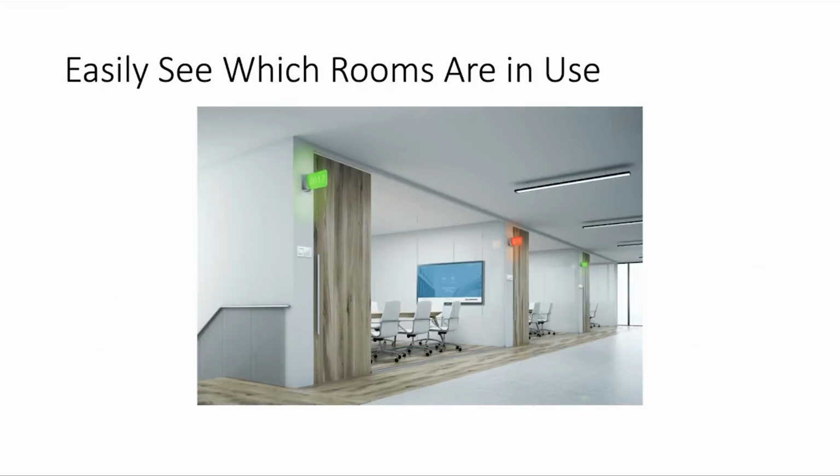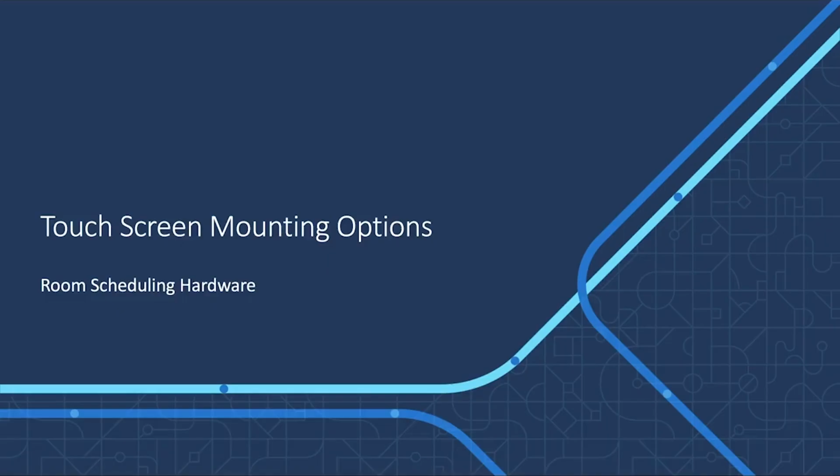So the goal there, like seeing the image, is to really make it easy to see which rooms are in use and which rooms are available, so I can come out, glance down the hallway, and go right to that usable space. So with that, we have to get these screens on the walls.